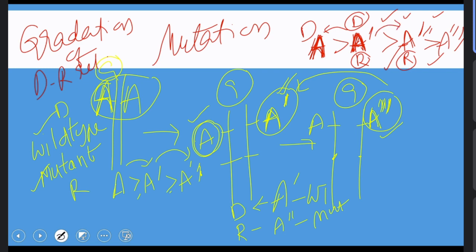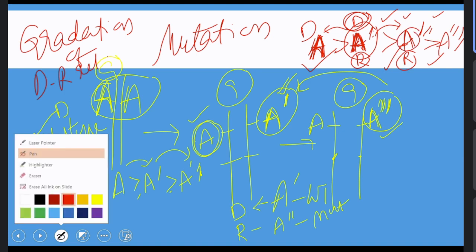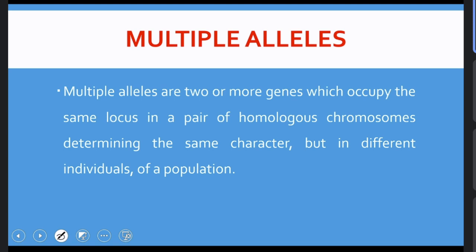That means the same gene can act as dominant to its wild type. So here A single dash can act as recessive to its wild type, that is capital A, and it can act as dominant to its A double dash gene. Such a relationship is called gradation of dominant recessive relationship. Now let us define multiple alleles with this introduction.